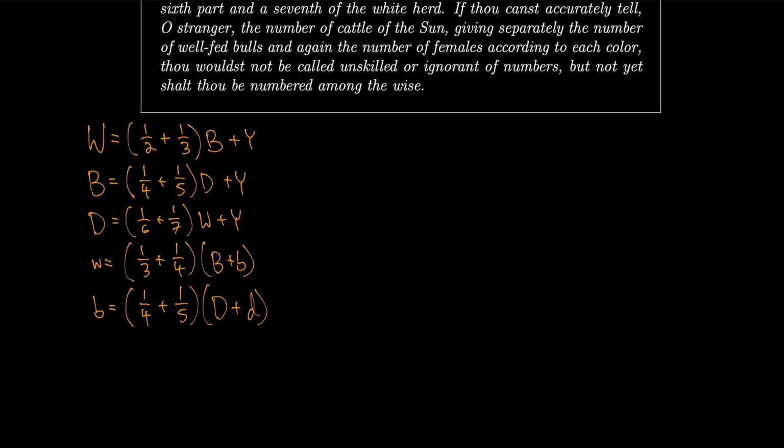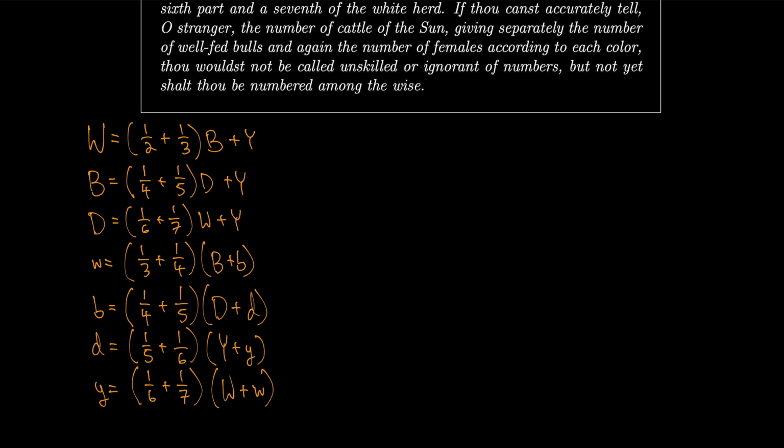Let's keep going. So D equals 1/5 plus 1/6, y plus y, and then the yellow cows 1/6 plus 1/7, white bulls plus white cows. Okay, so we have 7 equations. We're missing an equation for the yellow bulls, but that's fine. It ends up giving us a matrix. So let's see if I can write it out.